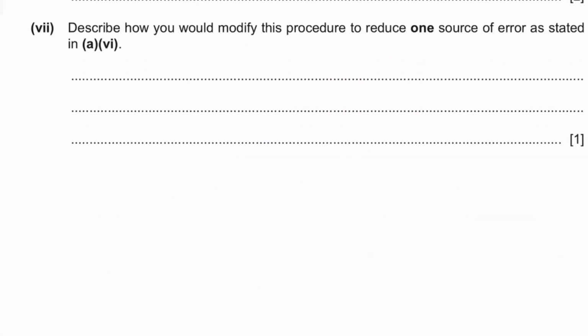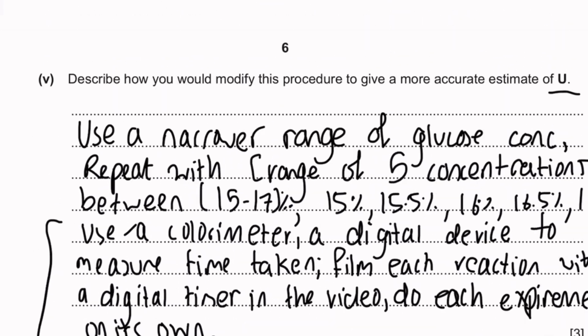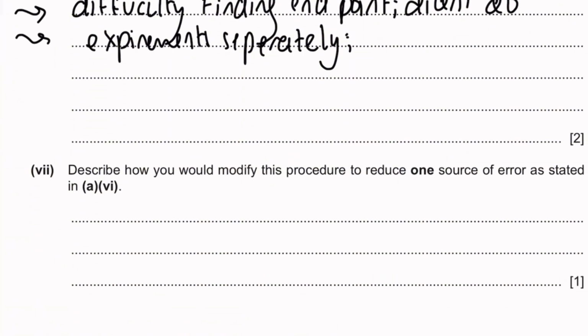Now, describe how you would modify this procedure to reduce one source of error, exactly as stated here. So how would I, for example, fix one of these two? Well, the second one is pretty easy. I could just do each experiment separately. The first one, I could use a colorimeter.